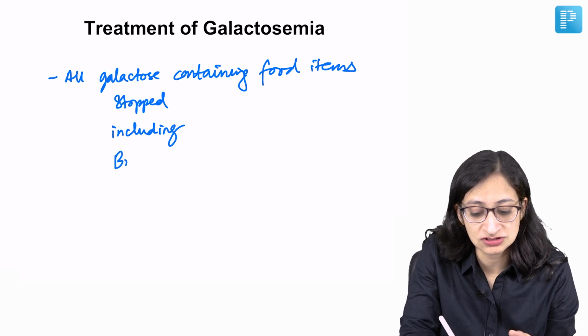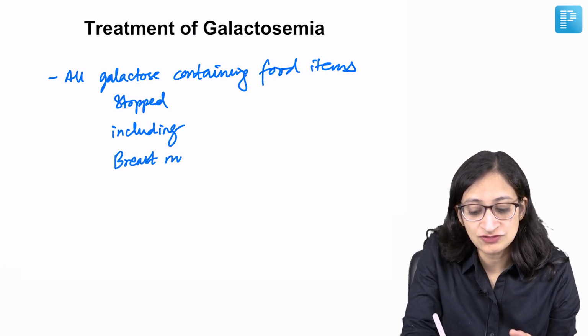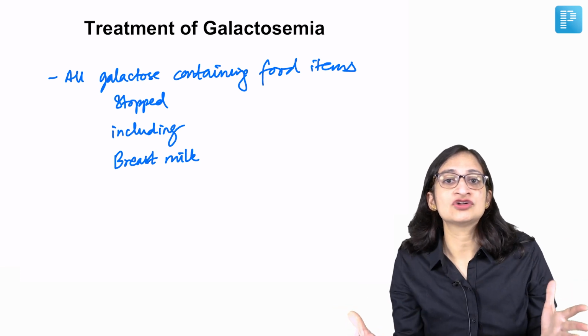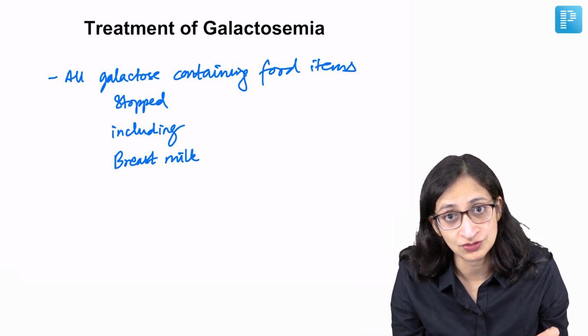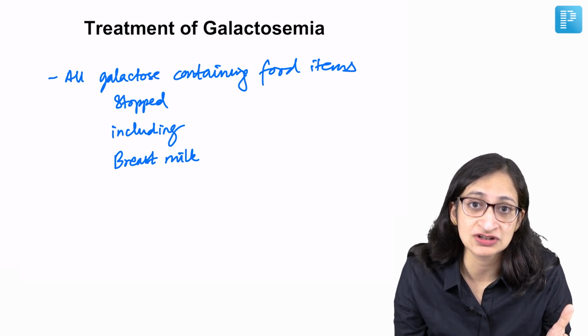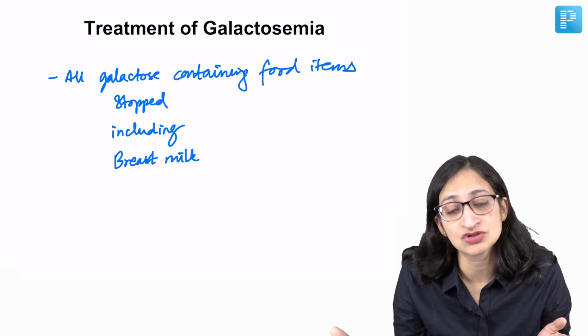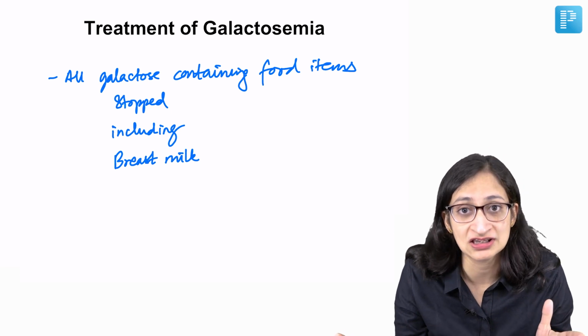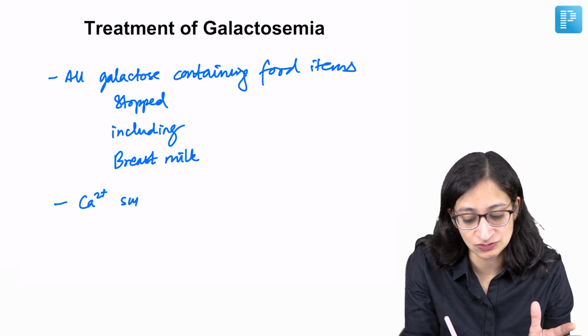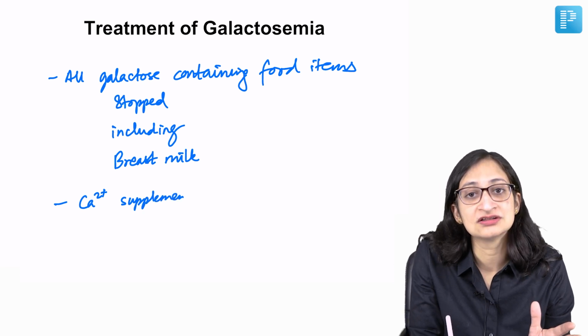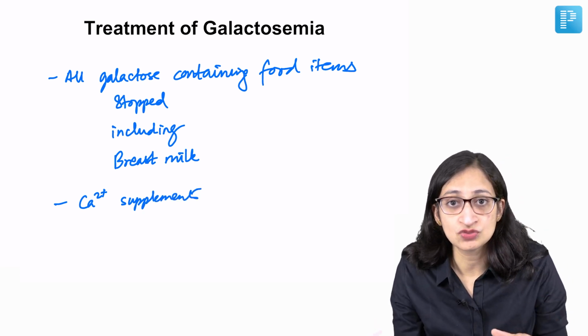Now, if you eliminate this galactose from the diet, then usually the clinical features are going to improve. The hepatic dysfunction will improve. The child will have normal intelligence. There will be weight gain and everything will be there. Plus, you need to give calcium and other supplements as well. Right? So, moving ahead to the next question.